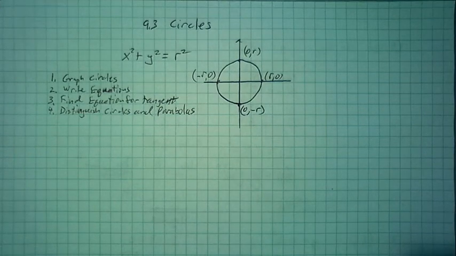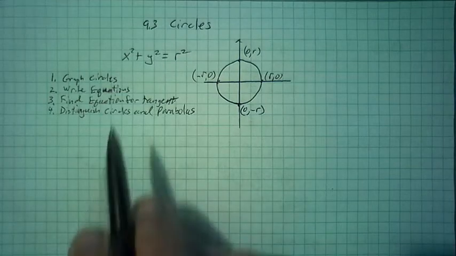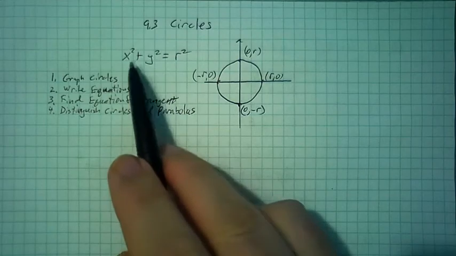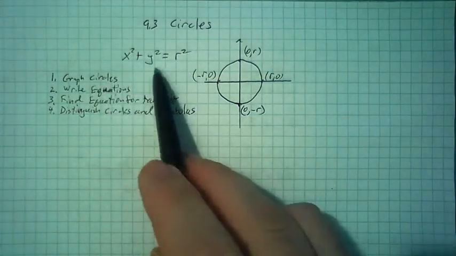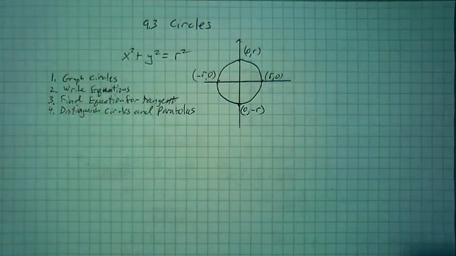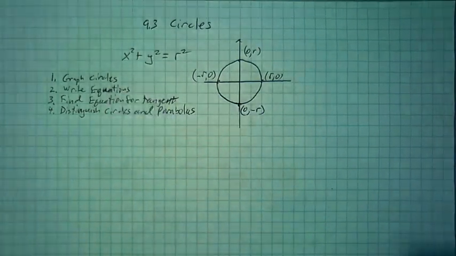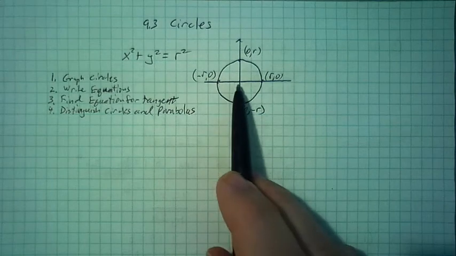9.3, we will be discussing circles. This equation for a circle is relatively straightforward compared to some of the other ones we'll see. But here it is: x squared plus y squared equals r squared. In this case, r is the radius of the circle. The circles we're dealing with today all have centers at (0, 0).